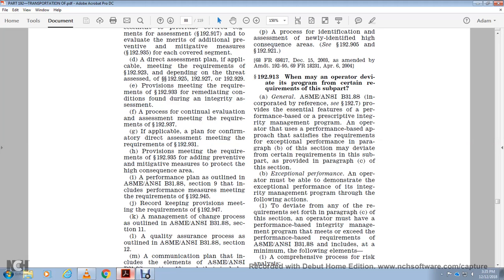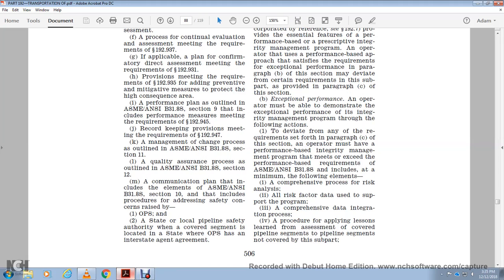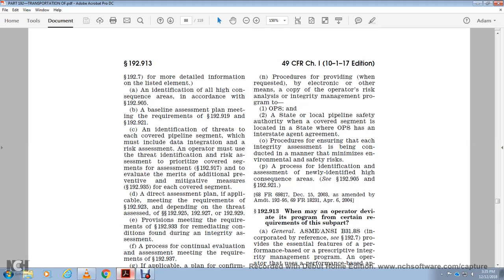A quality assurance process outlined in ASME/ANSI B31.8S Section 12, and a communication plan that includes the elements of ASME/ANSI B31.8S Section 10, including procedures for addressing safety concerns raised by the Office of Pipeline Safety and state or local pipeline safety authorities where the covered segment is located within the state and the Office of Pipeline Safety has an interstate agent agreement. A procedure providing, when requested, by electronic or other means, a copy of the operator's risk analysis or integrity management program to the Office of Pipeline Safety and state or local pipeline safety authority when the covered segment is located within the state with an interstate agent agreement.